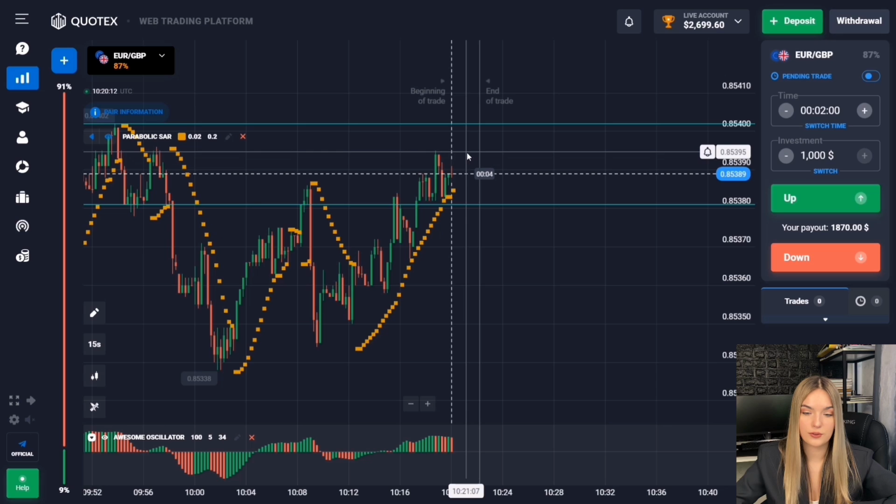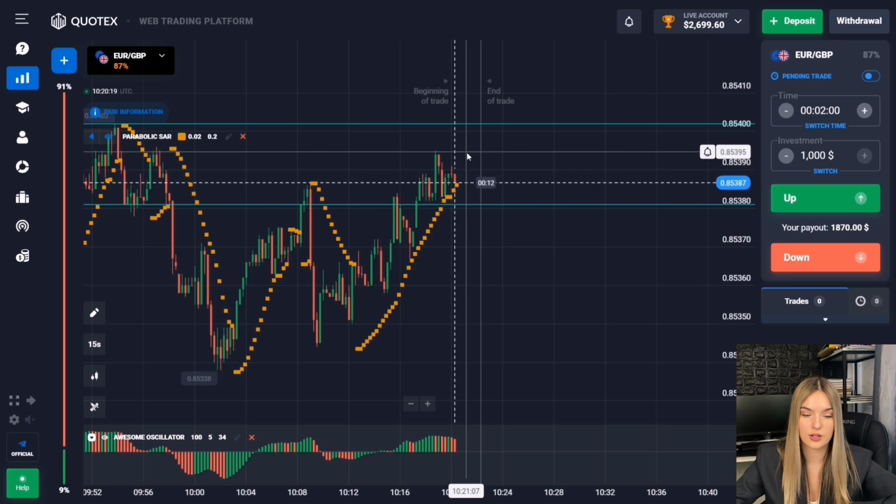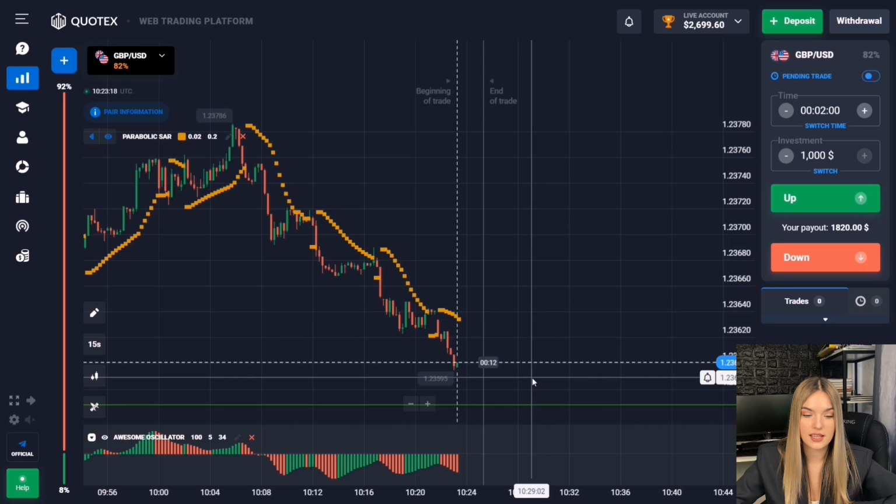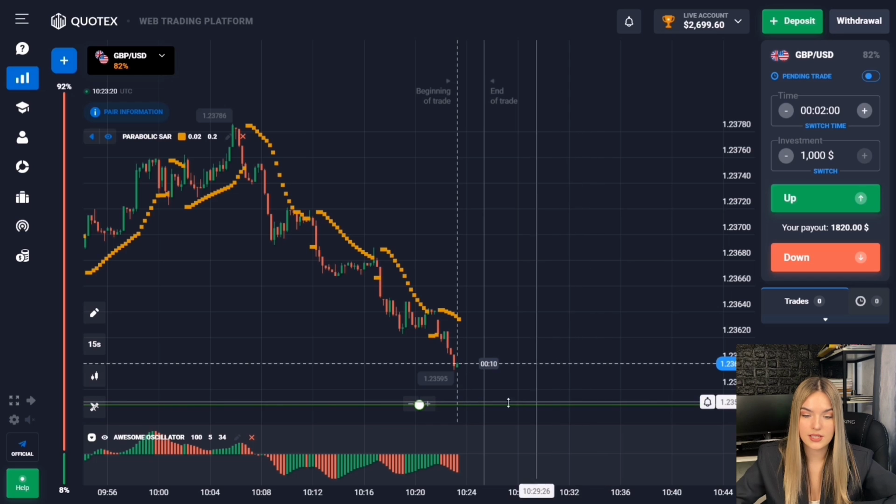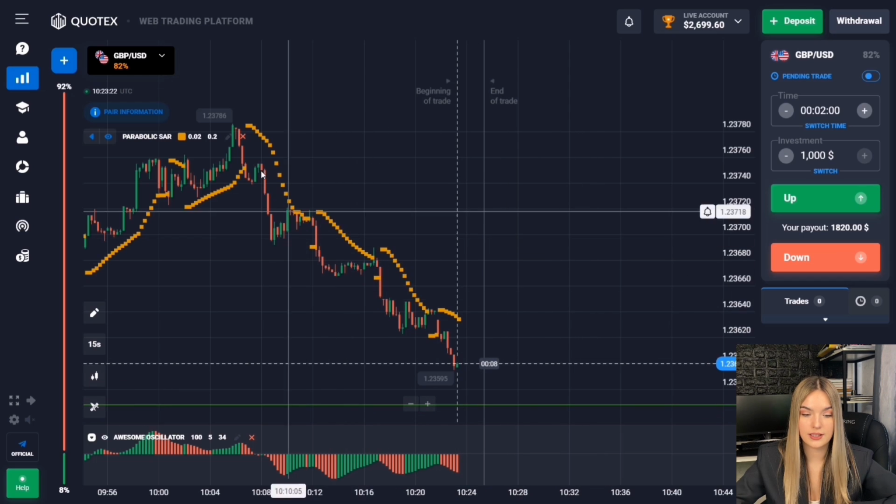I think that in the near future the price will continue its movement to this level. It will also be possible to break through, but for now I suggest continuing to look for the next entry point in the market. Here we see the level of support. We also see that at the moment there is a good downtrend.